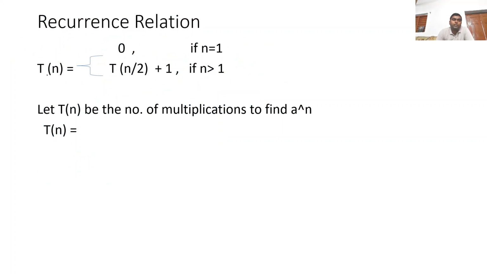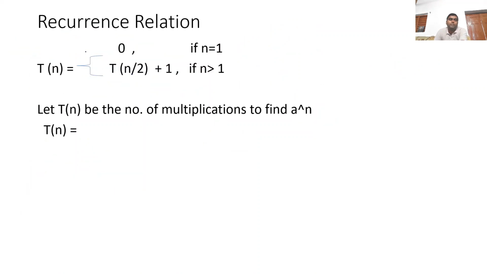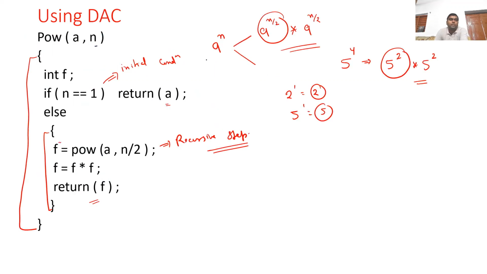So firstly, T of n equals the time taken to solve with n, the number of problems, where n is the size. In our case, n is the power we are calculating, the highest power n. If n equals 1, we simply return a. Returning a means constant time.